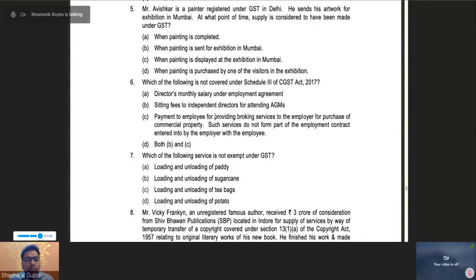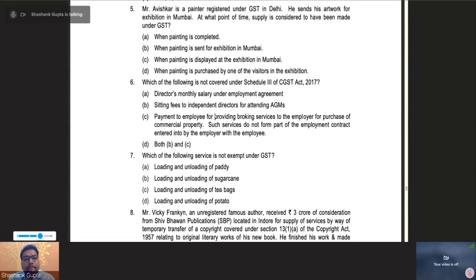Question 6, moving ahead. Which of the following is not covered under Schedule 3 of CGST Act? What is Schedule 3 of CGST Act? The negative list of GST. A, director's monthly salary under employment agreement. Recently there has been an advance ruling, and I believe this must have been printed earlier. So basically they are asking director's monthly salary under employment agreement.